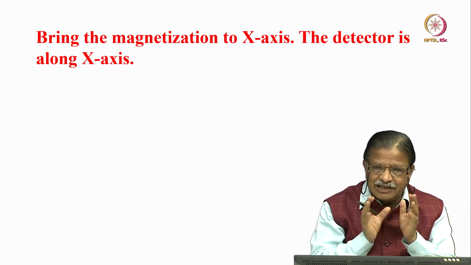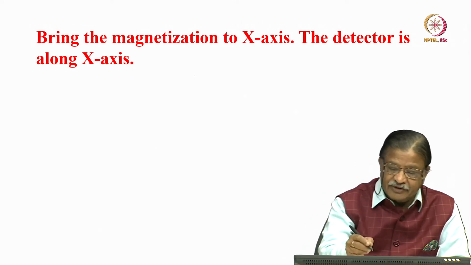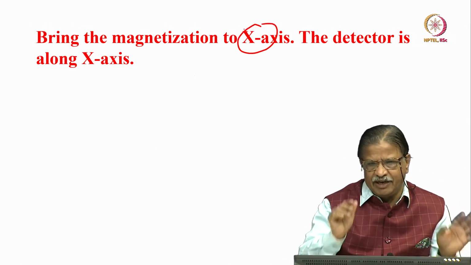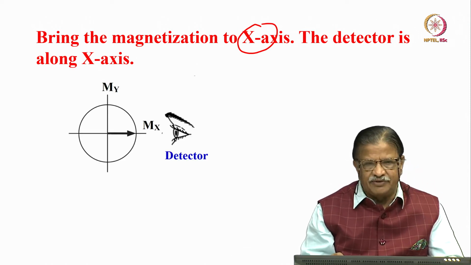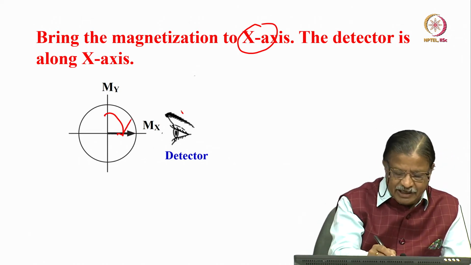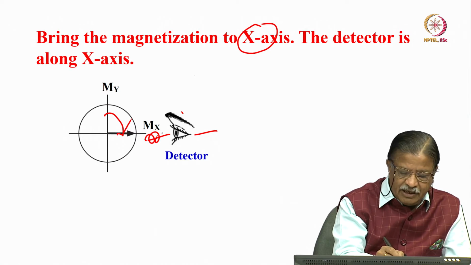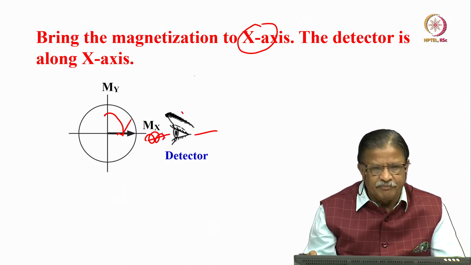So, now let us understand a bit more. I will bring the magnetization to the x axis by applying a 90 degree pulse. I will put my detector along the x axis. This is what it is. I bring the magnetization from thermal equilibrium to the x axis. It is my detector. I am detecting here. This is my receiver. Detector means receiver, I am telling. I am receiving the signal here.